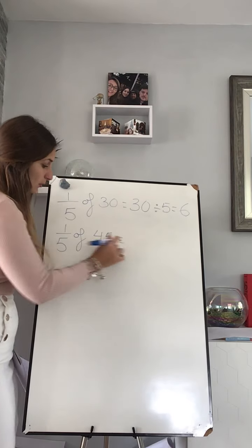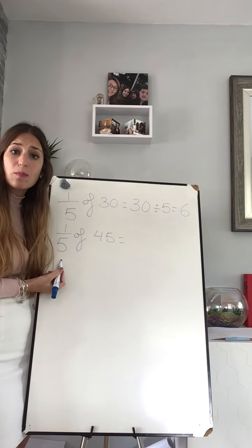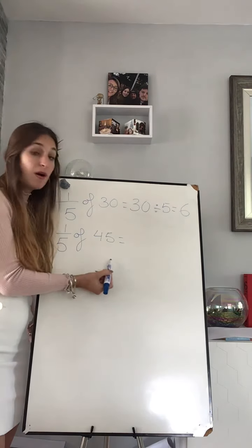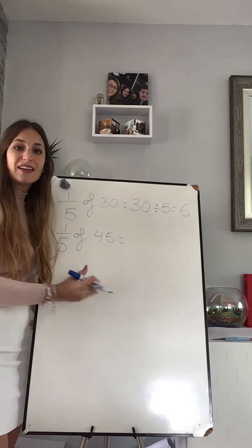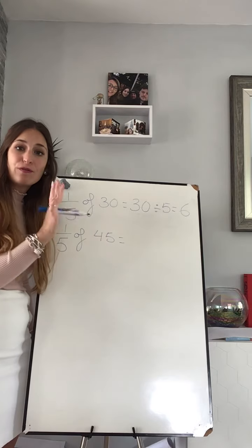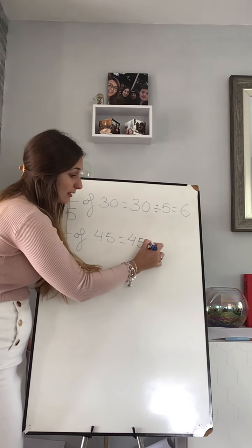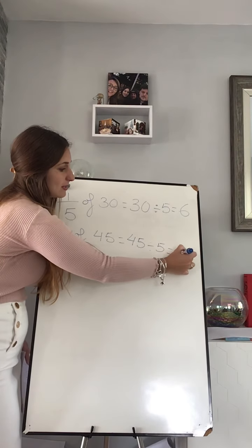Your next one, you had 1/5 of 45. The same. When I say 1/5, I'm thinking of something that is split into 5 equal parts, and that something is 45. I got 45 and I split it into 5 equal parts, and I'm taking 1. So that is absolutely the same as if I say 45 divided by 5 equals 9.